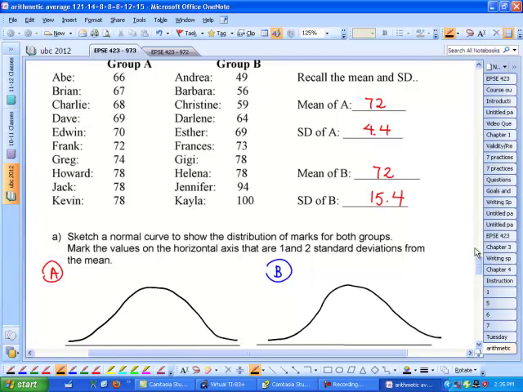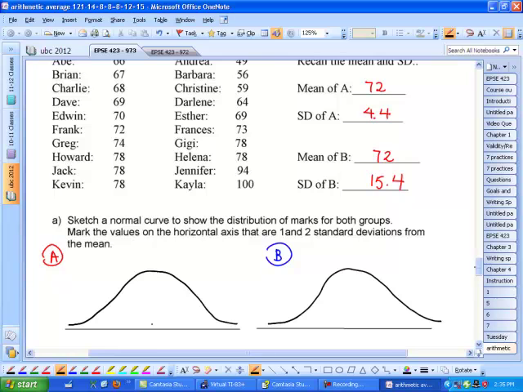And then because the mean of both is 72, at that middle part, I'm going to put down 72. Now, you need to figure out the rest. So we want to mark the axis where there's 1 standard deviation, probably 2 standard deviations, and I guess we don't want the third one. 2, 1, 2. But I'd like us to figure out what these values are going to be.